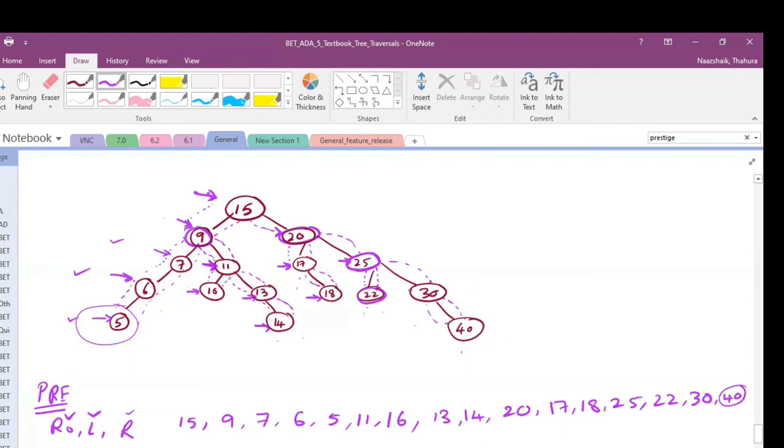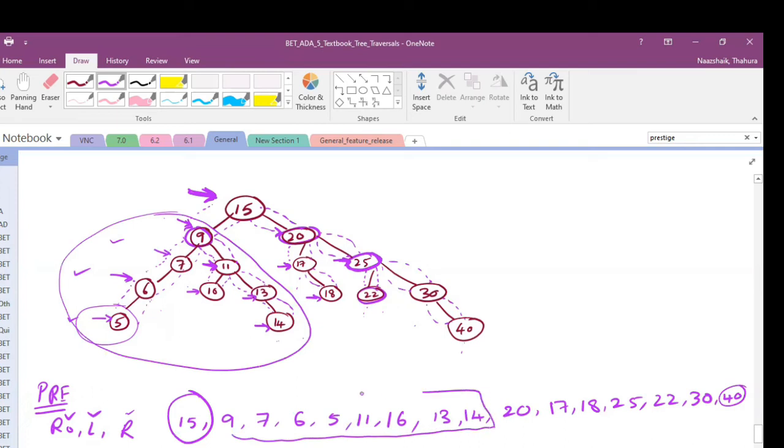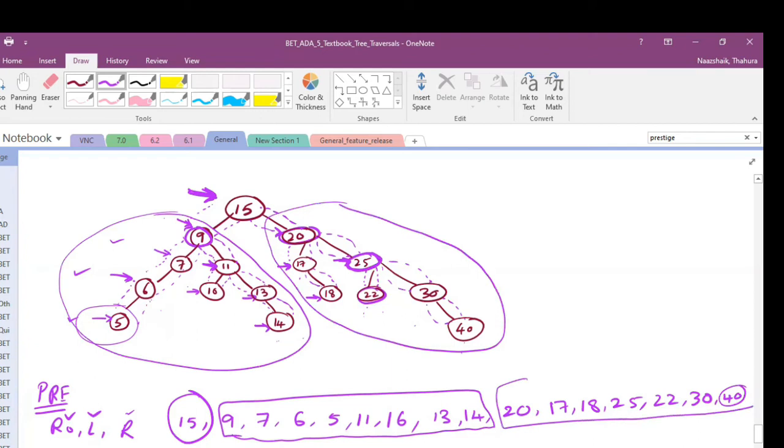So I go back. I'm done with this. So root is over. Complete left is over. Complete right is over. So I go back. Here also, root over, complete left over, complete right over. So I go back. So at this point, when we started this, I had first taken the root 15. Then we completed the full left subtree. So left subtree was up till here, right? And then we completed the complete right subtree. This was your complete right subtree. This is your preorder, okay? Very, very important.